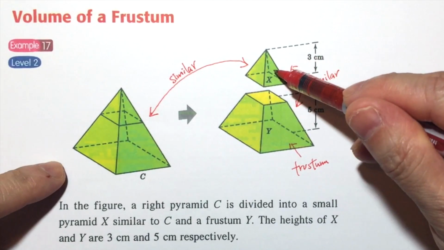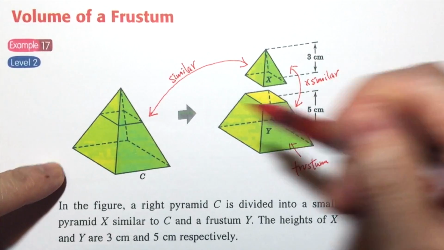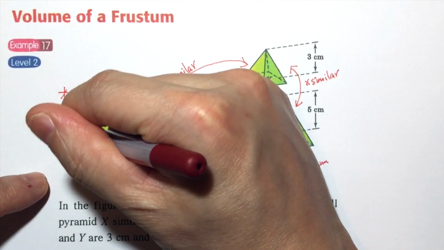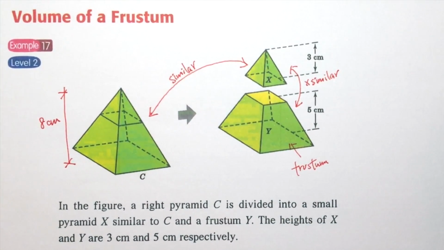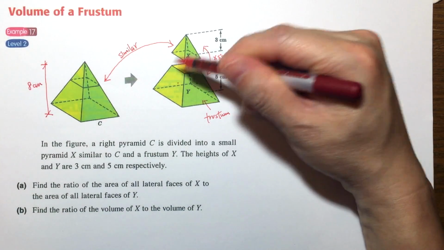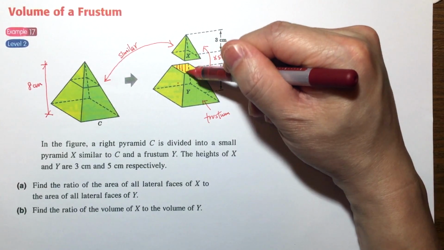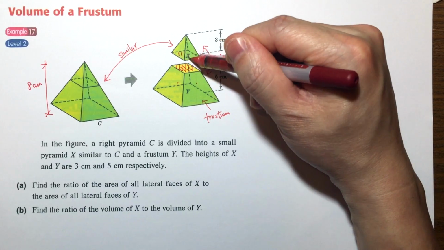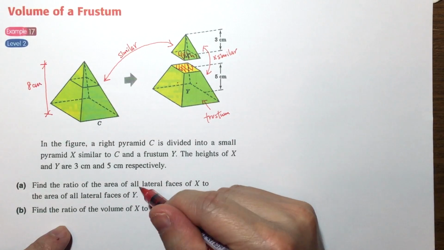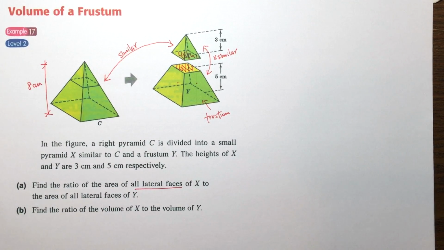So the height of the smaller pyramid is 3 cm, the frustum is 5 cm. Therefore, the overall height of the bigger pyramid is 8 cm. Find the ratio of the areas of all the lateral faces of X to all the lateral faces of Y. Lateral face means this side, therefore not including the top and the base of this part, just only the lateral faces. But again, we can still apply the ratio of areas formula.